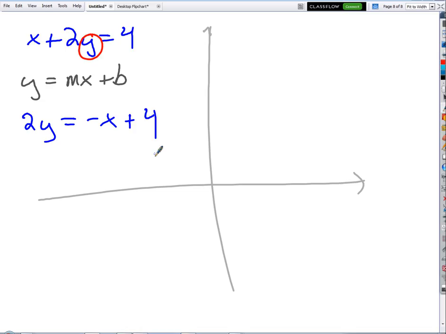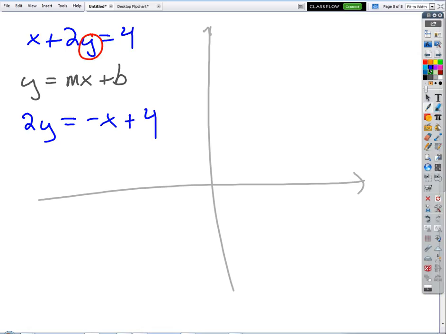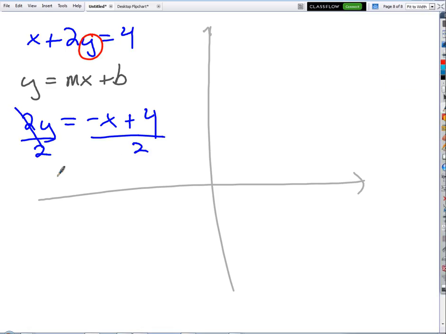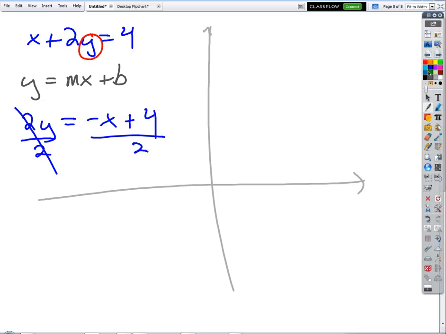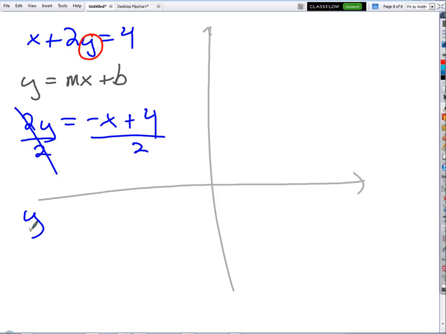And then you said divide both sides by 2, correct? Okay. So if we divide both sides by 2, voila, we got the y by itself. There it is. What happens over here? Now I've got a common denominator of 2. What can I do with that to make it look like mx plus b? What do you think?